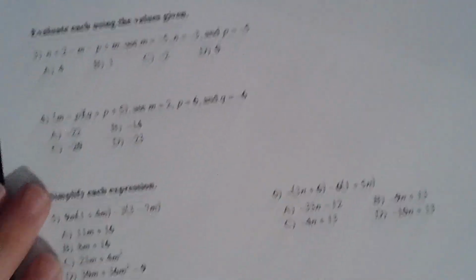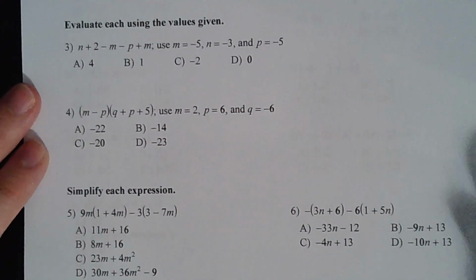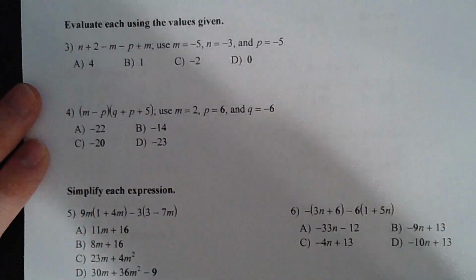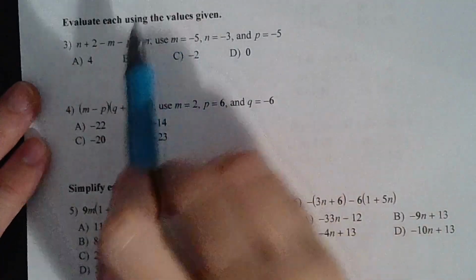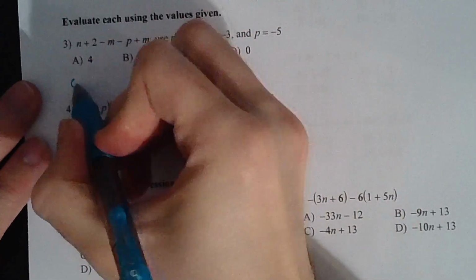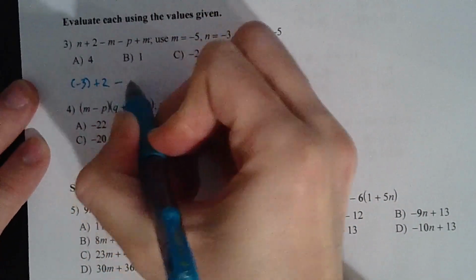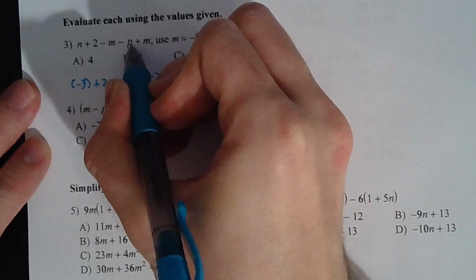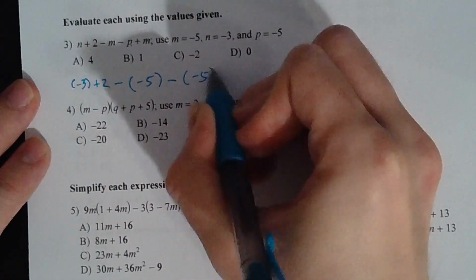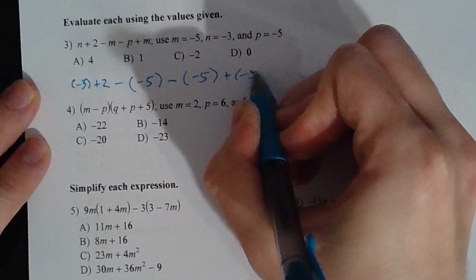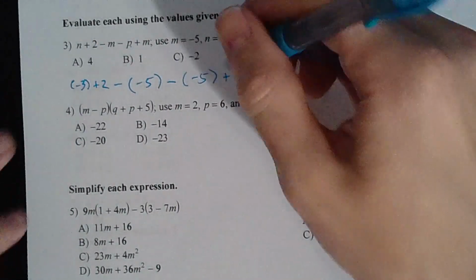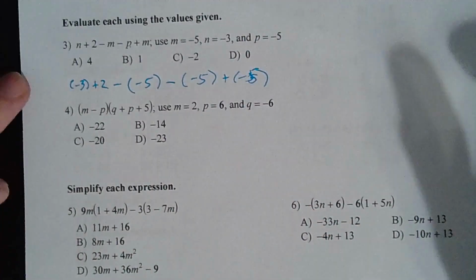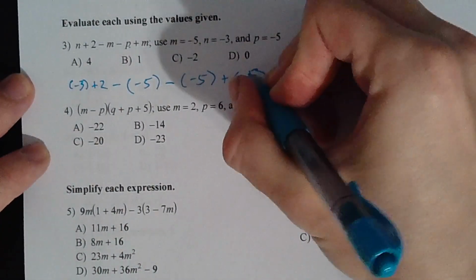All right, cool. Number 3. Just going to replace. Be careful with your negative signs again. So I have n here is negative 3 plus 2 minus an m, negative 5, minus p, also negative 5, plus m, that's a negative 5. And my negative 5s are asking for some help there. That is an ugly 5. I apologize.